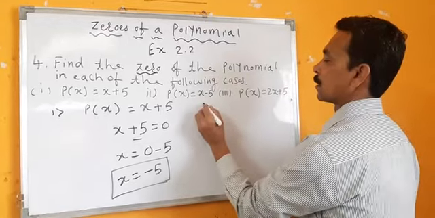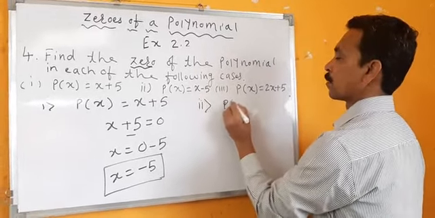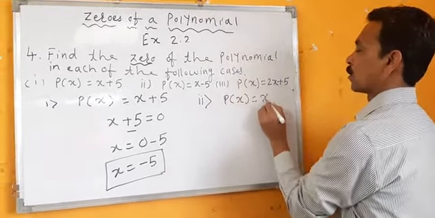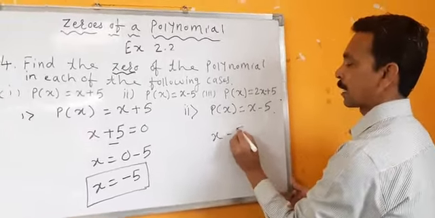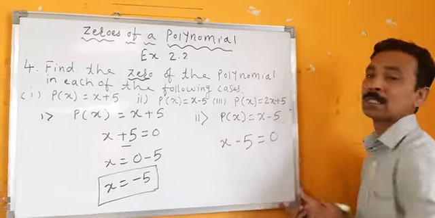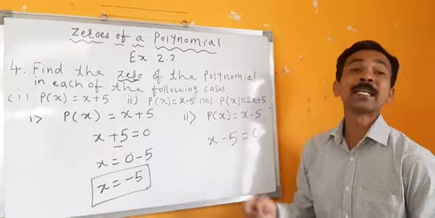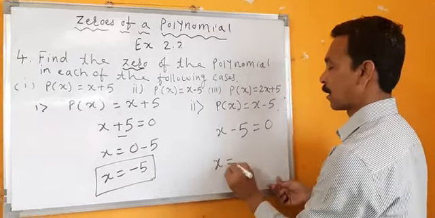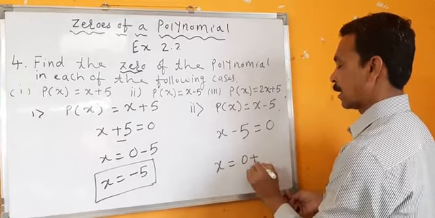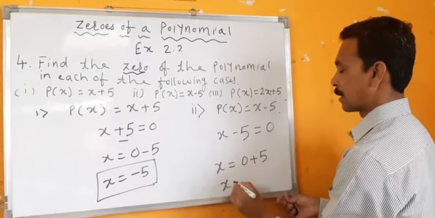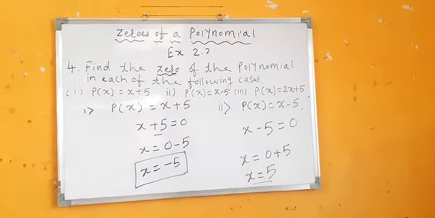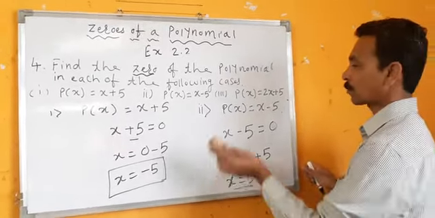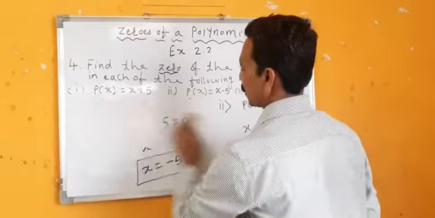Second sum is P of x is equal to x minus 5. What I will do? I will write here x minus 5 is equal to 0, because we have to find the 0. So x is equal to, minus 5 goes on the right hand side, it becomes plus. 0 plus 5 is 5. Right?